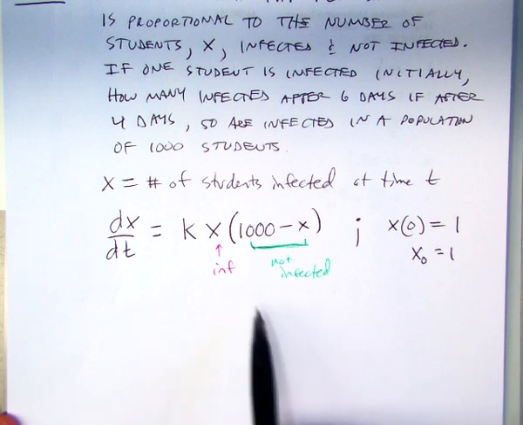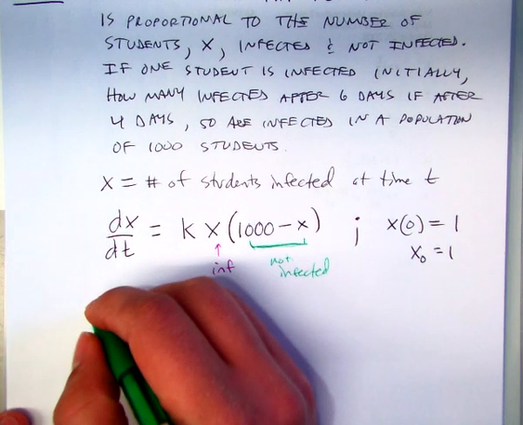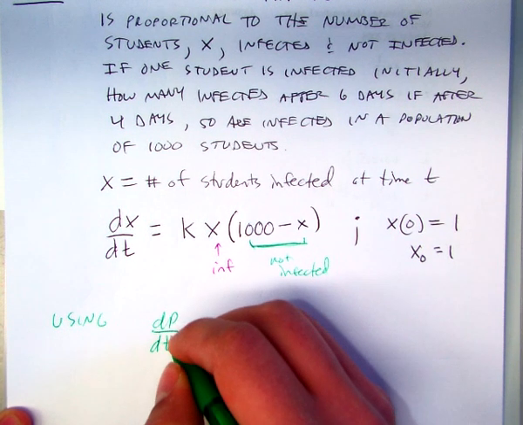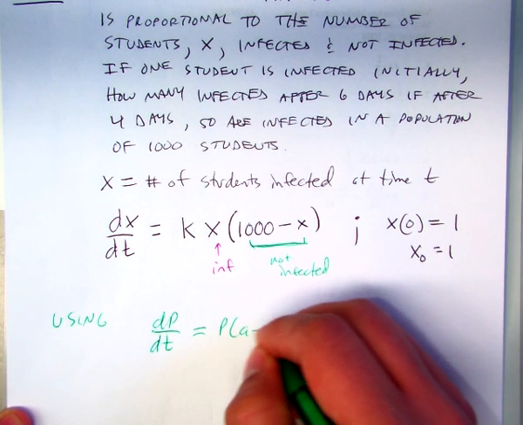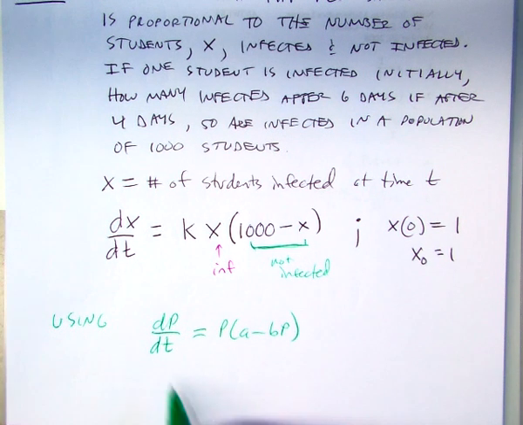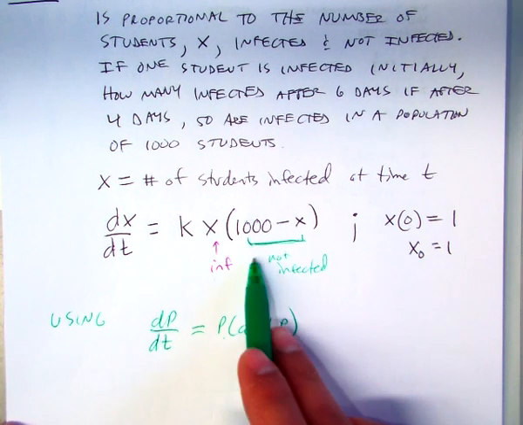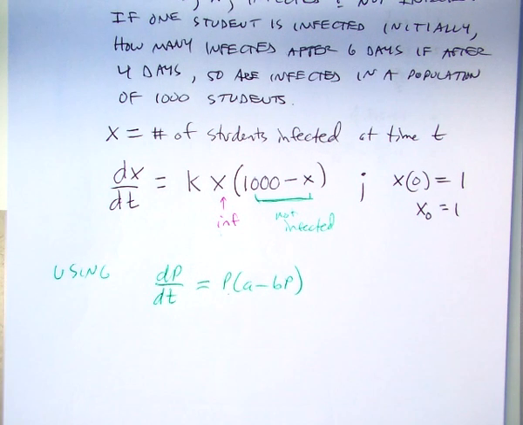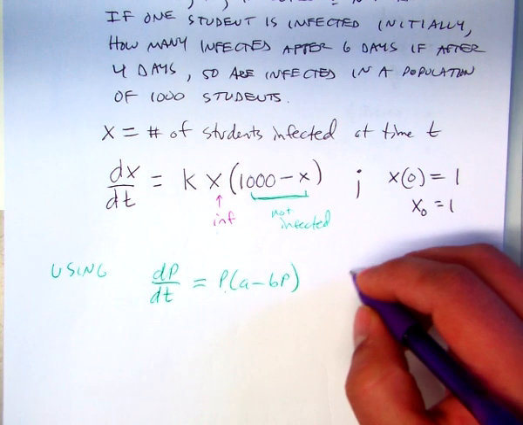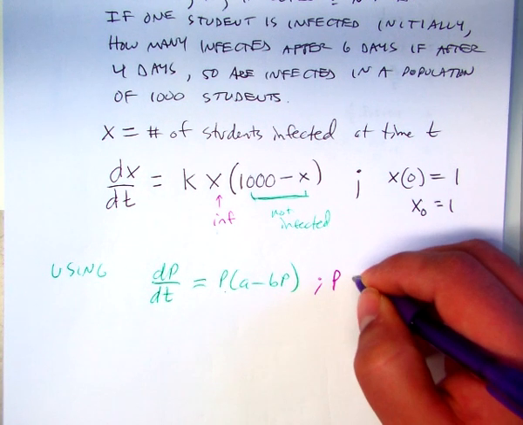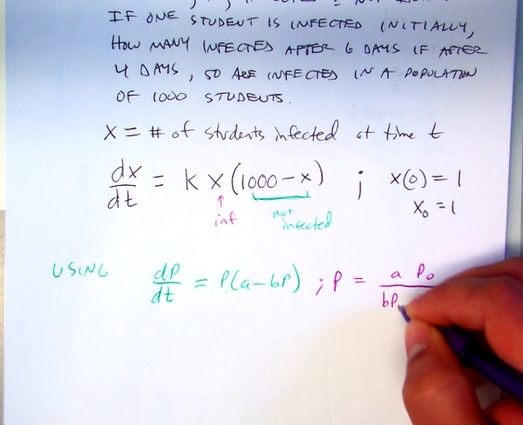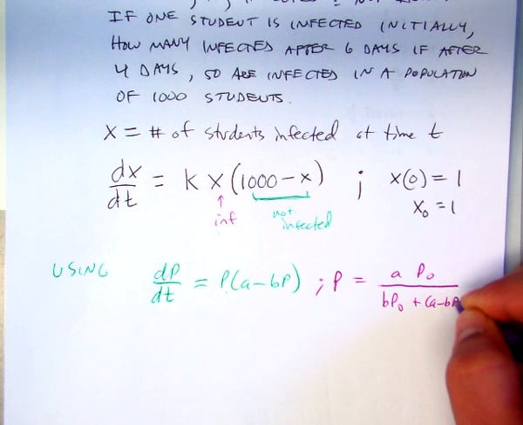Or if you already know what this looks like, so if we're going to use the logistic equation, we just kind of identify what piece is what piece, and then we plug everything in. So we're going to try to see what matches up here with our dP = P times (A minus BP) equation. And we also know that the solution, which is P equals A P naught over B P naught plus (A minus B P naught) e to the minus AT.